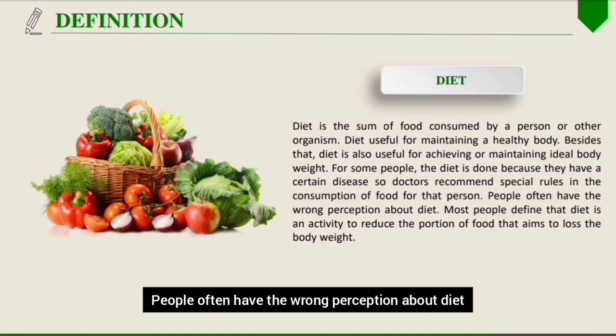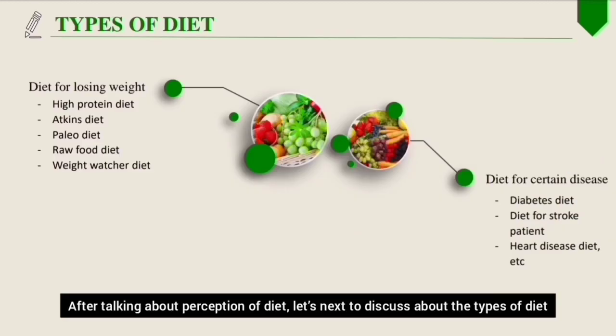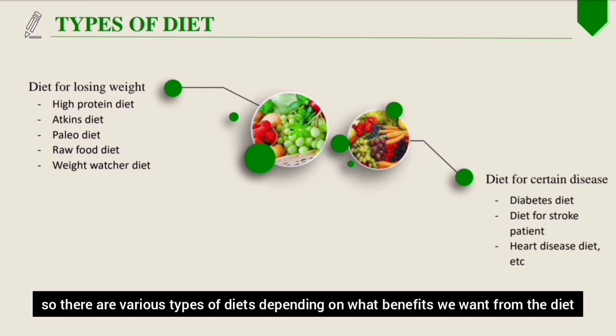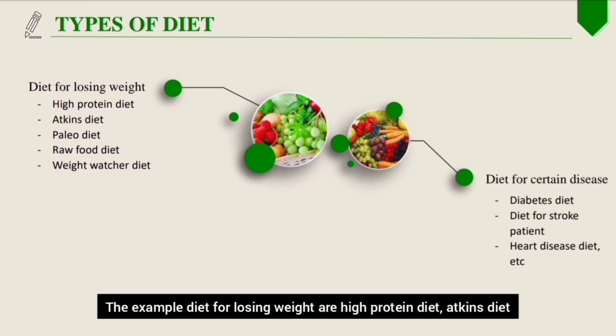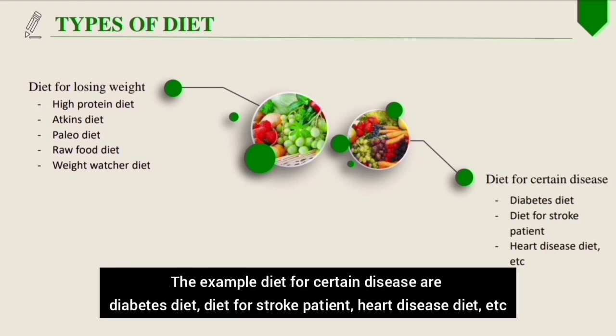People often have the wrong perception about diet. Most people define diet as an activity to reduce the portion of food that aims to lose body weight. After talking about the perception of diet, let's discuss the types of diet with a lot of benefits. There are various types of diets depending on what benefits we want from the diet. Examples of diets for losing weight are high protein diet, Atkins diet, paleo diet, raw food diet, and Weight Watcher diet. Examples of diets for certain diseases are diabetes diet, diet for stroke patients, heart disease diet, etc.